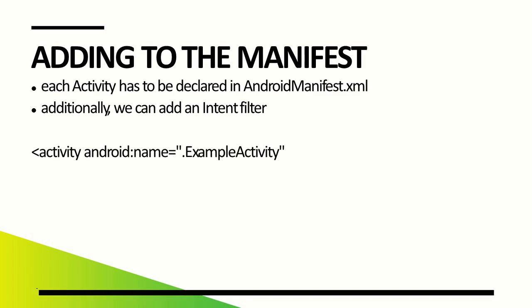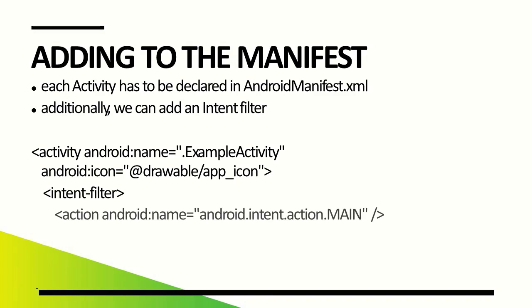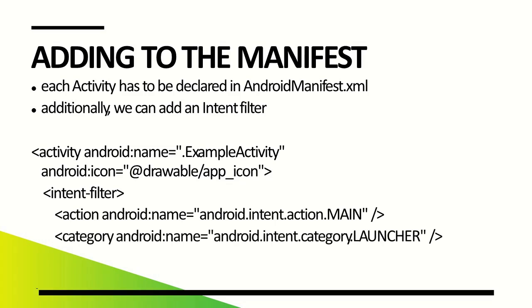If we want to add an activity to Android Manifest, we should create a new section activity, specifying its name. Additionally, we can specify a label, that is, the displayed name, as well as an icon. Each of our activities may have its own icon.